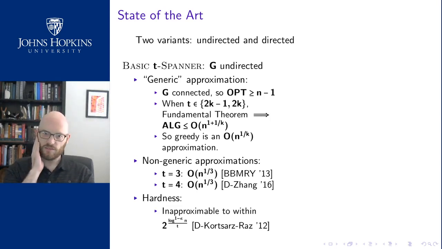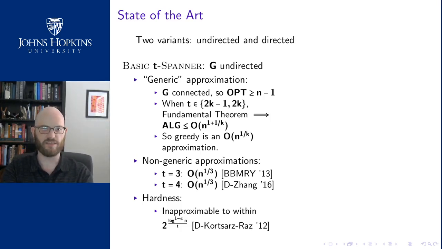There is hardness for this. With Guy, Kortsarz and Raz, we showed that you get basically label cover hardness with 1 over t in the exponent, so 2 to the log to the 1 minus epsilon n over t hardness of approximation. I'm not really going to go into the hardness, it's not the point, but I want to mention it because we are going to use that reduction inside of this paper.